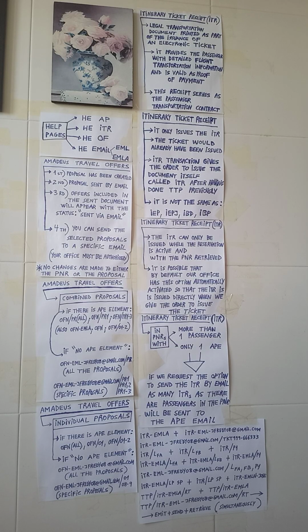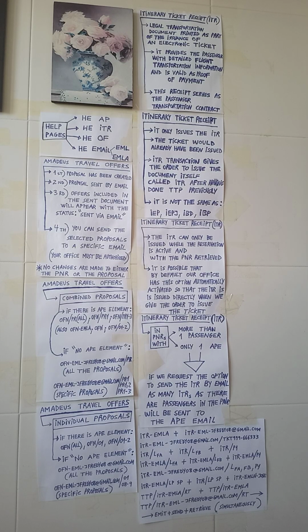This transaction allows sending the ITR document to the email address the client has provided at the last minute, while adding a key piece of information, the ticket number. This key information is added when we have several ticket numbers in the same booking and we only want to send the ITR associated with one of those ticket numbers.